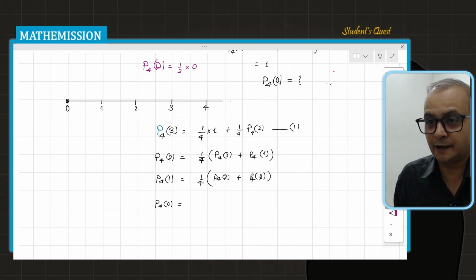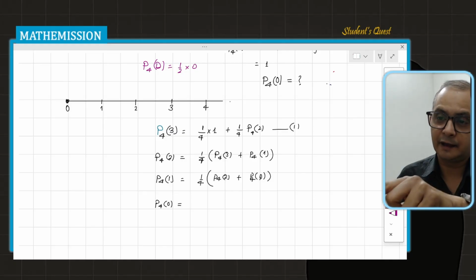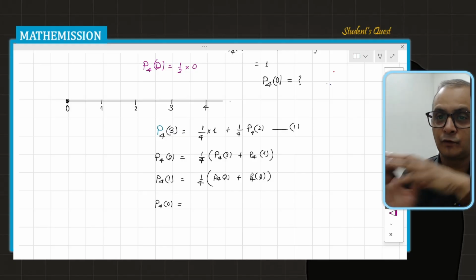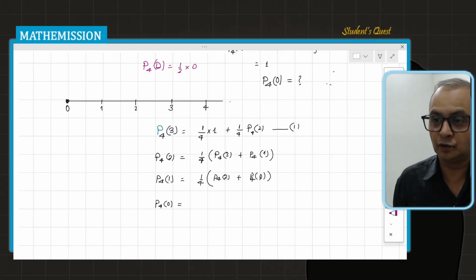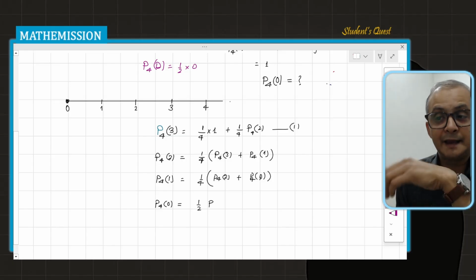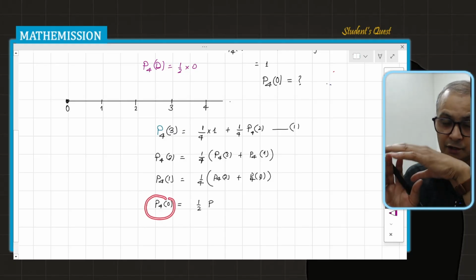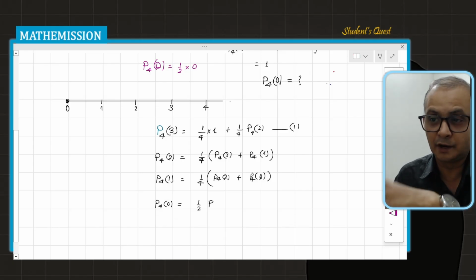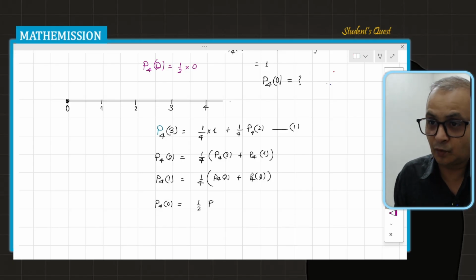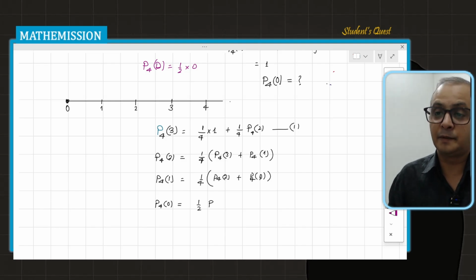So for P40, the 0 position, the frog will only move forward because there's no backward movement from 0. So that is the probability to reach position number 1. But from position number 1, because on the left hand side we are evaluating the probability of reaching 4 from 0, it means that from there again I have to make the full probability so that it will meet the left hand side probability.